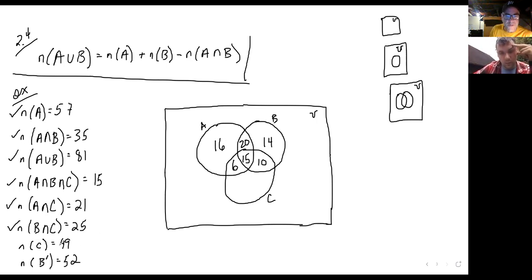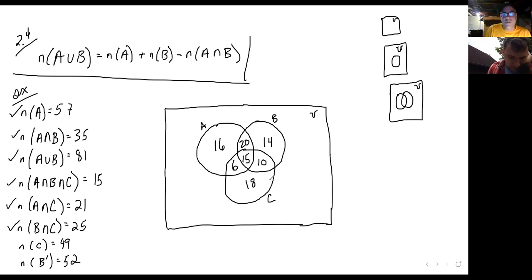I'm given the cardinality of C is 49. Again, 1, 2, 3, 4. I know 3 of the 4 regions of C, so 6 plus 15 plus 10 is 31. 49 minus 31 is 18. So we need 18.